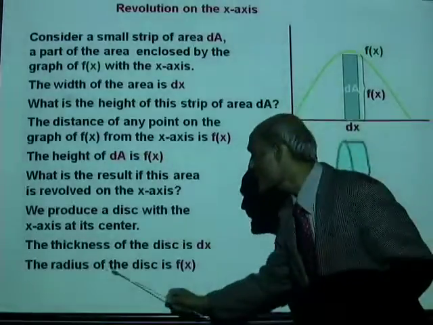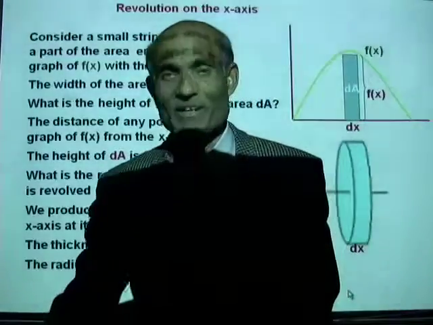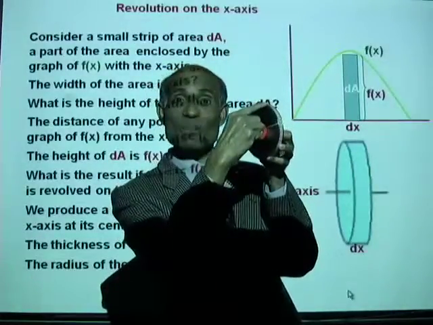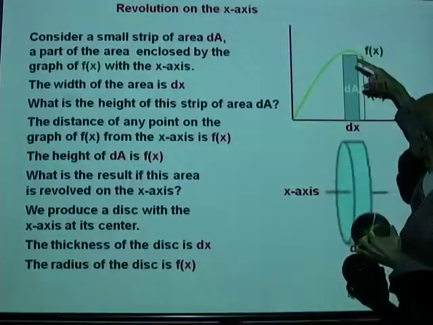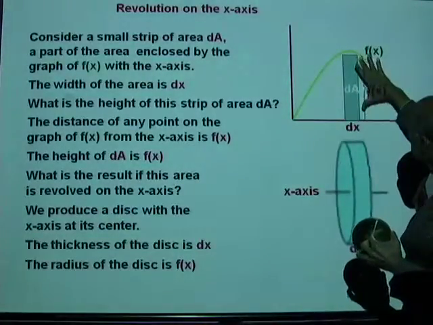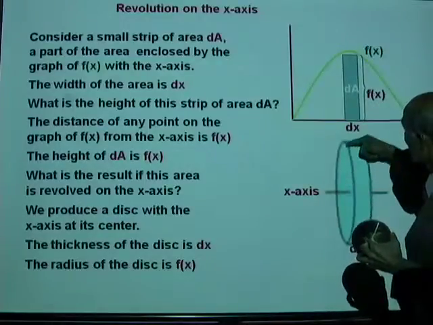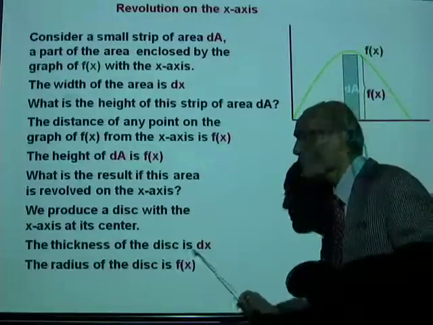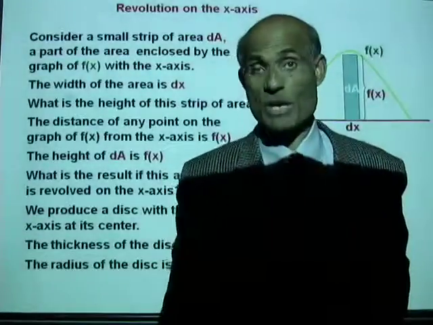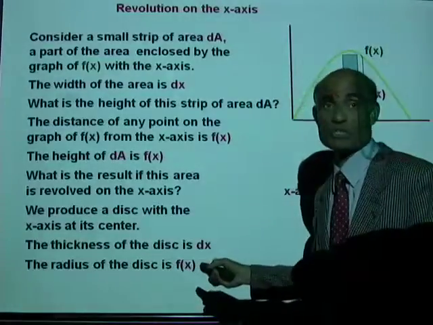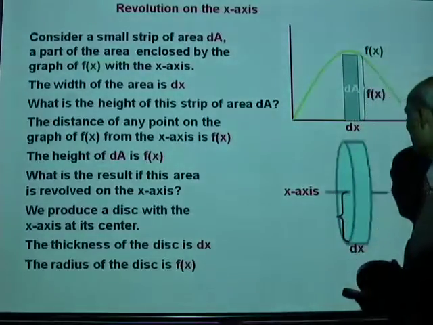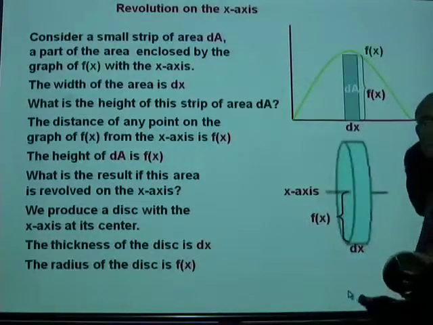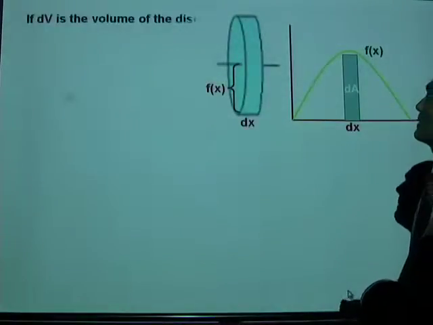All right, what is the radius of the disk? Now, the radius of the disk will be the length of that strip, isn't it? When this is revolved about the x-axis, this will become the radius. So the radius of the disk is actually the length of the strip, which is f of x. Okay, I hope you're following this. I want you to understand each of the steps that I'm talking about. So the radius of the disk is f of x, the thickness of the disk is dx.